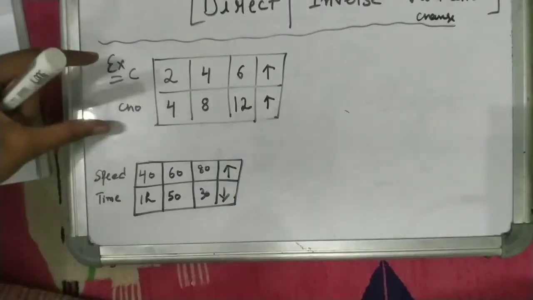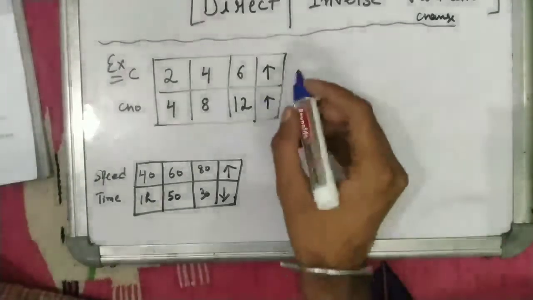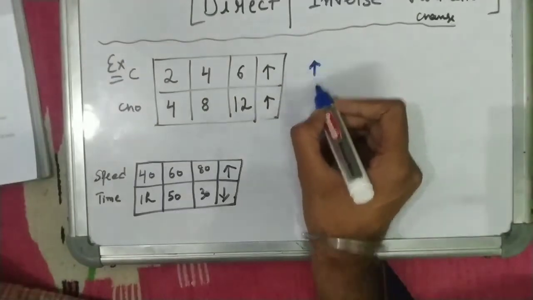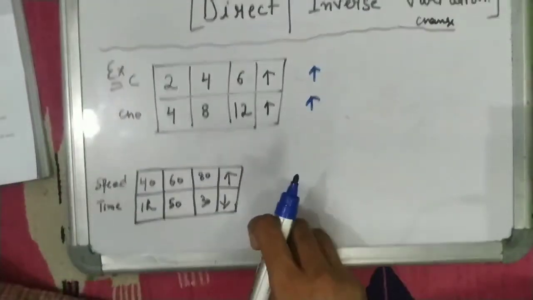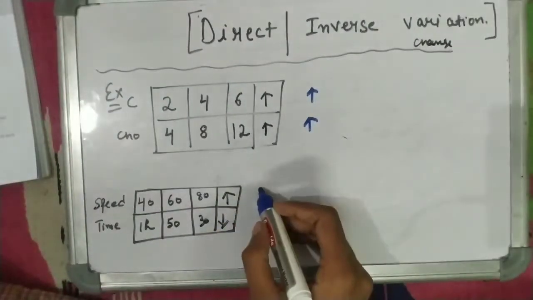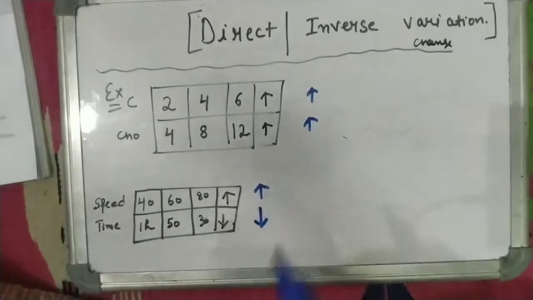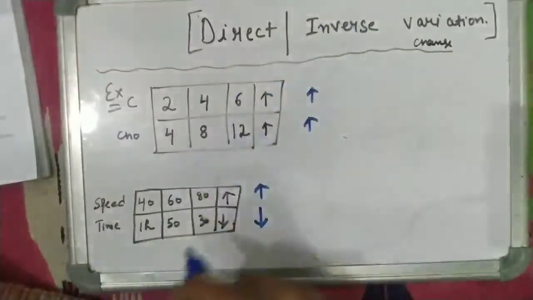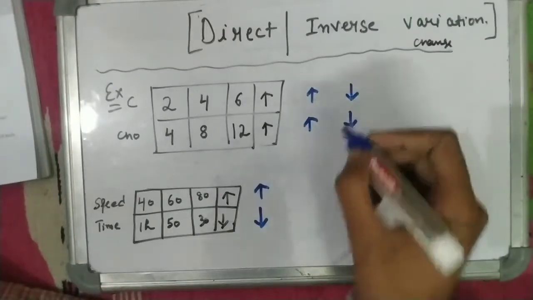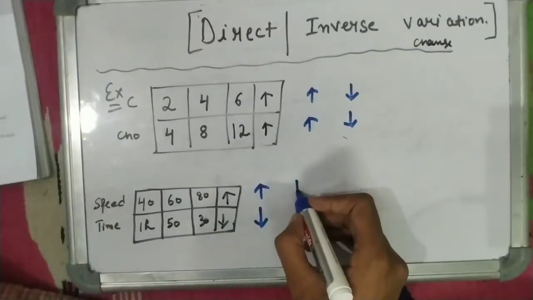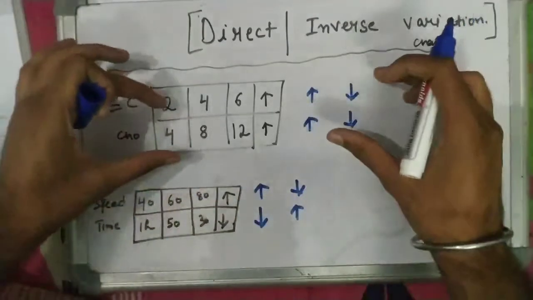So the candy example is of direct variation. Direct variation means both are increasing. Like if this is increasing, this will also be increasing. And this speed and time one is an example of inverse variation. One is increasing, but one is decreasing. Basically, in direct variation, if one is increasing, the second will also increase. But here, if one decreases, the second will increase. I mean to say it is opposite.